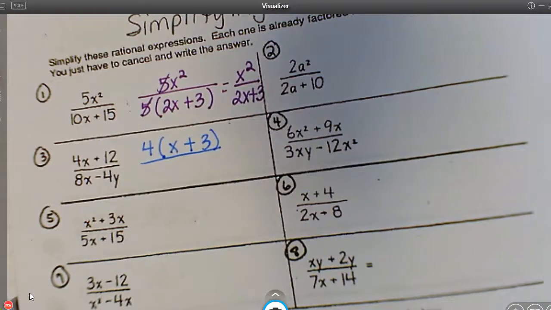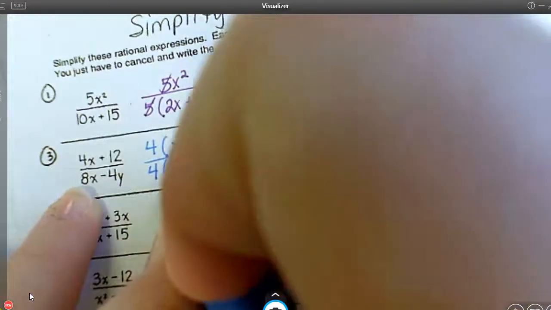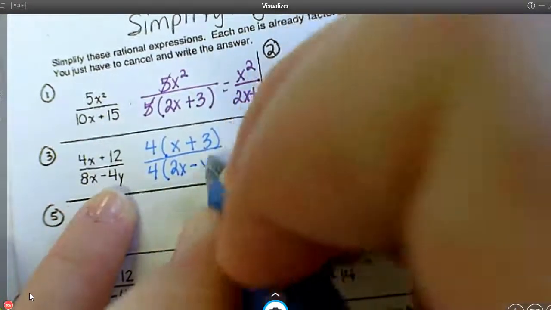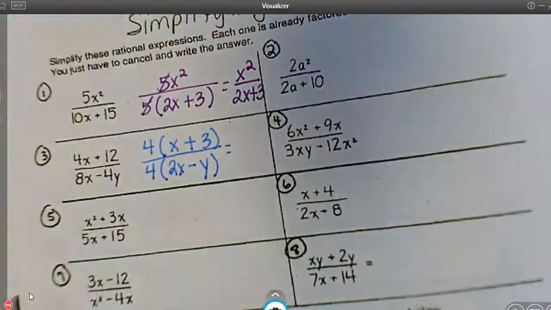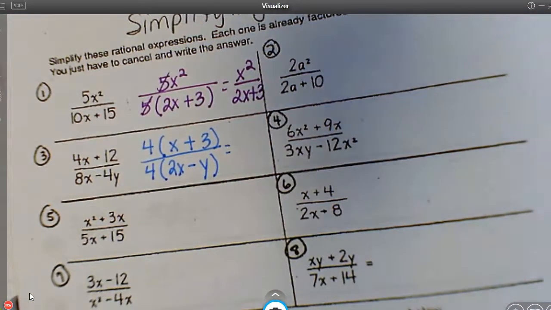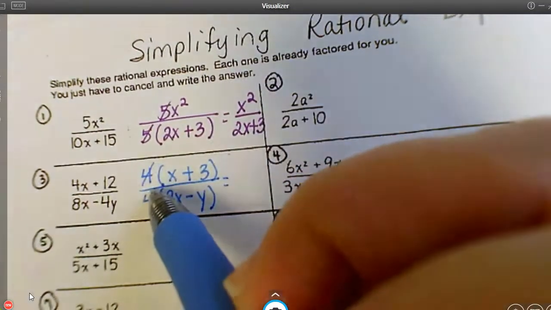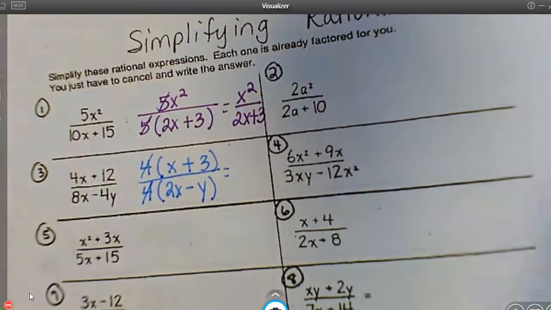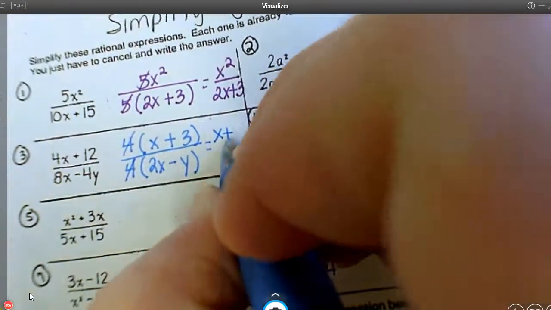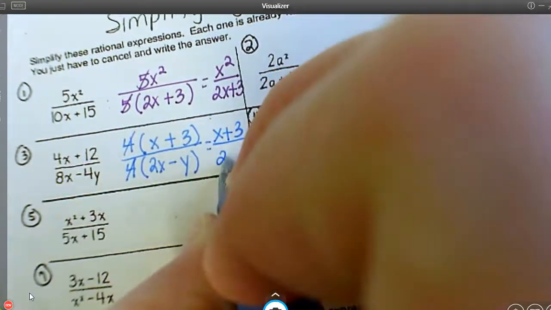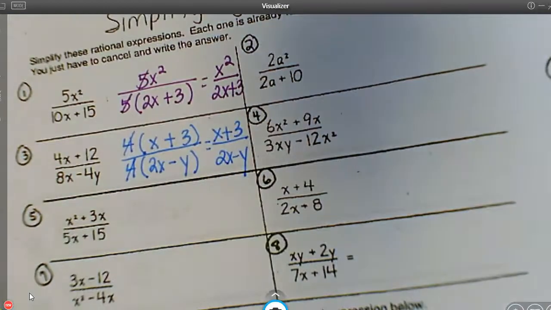And then I want to look at the 8x minus 4y. Again, 4 will go into both of those. So I put a 4 on the outside and divide them both by 4. That would be 2x minus y. Again, nothing inside the parentheses will go away. It stays. But there is a 4 on top and bottom. Because they're the same, I can get rid of it. And so I get x plus 3 over 2x minus y.